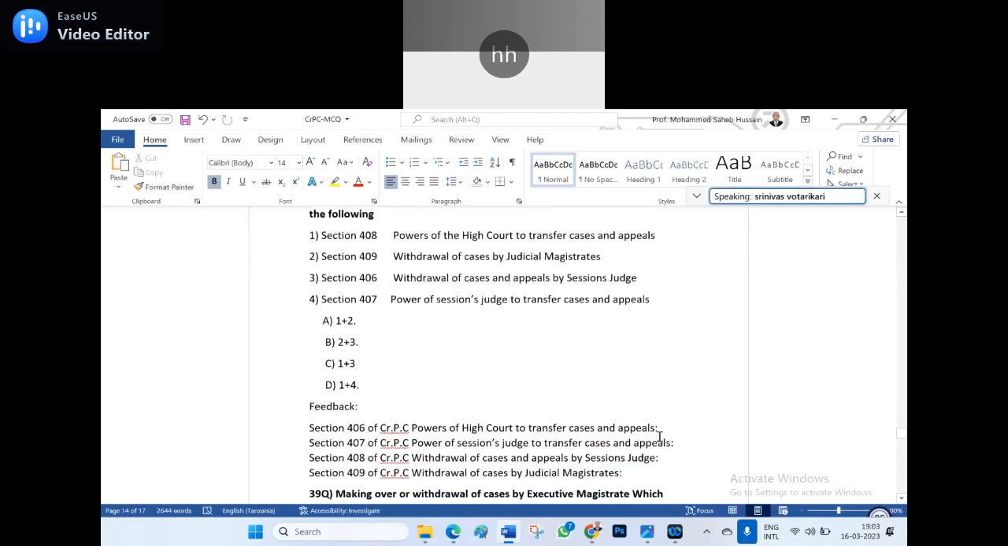because if you happen to see Section 406 of the CRPC, power of a High Court to transfer cases and appeals means as it is. I did not change it. When you come to 407 of the CRPC, power of the session judge to transfer cases and appeals, I changed it here. Now let's come to 408, withdrawal of the cases and appeals by the session judge. I did not change it. And again 4 I changed it. 409, what is that? Withdrawal of the cases by the judicial magistrate.